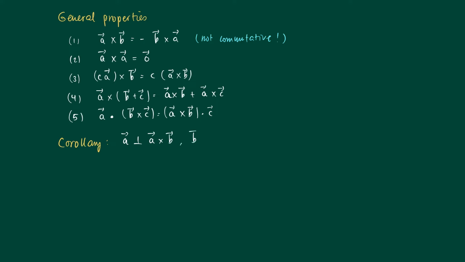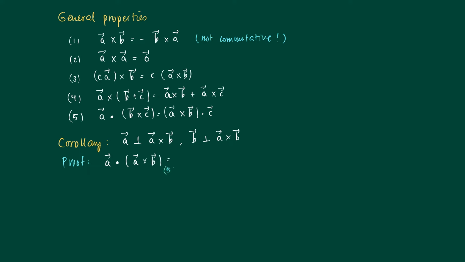Well, the important thing about the cross product is that if we start off with two vectors A and B, then we see that the cross product is perpendicular or orthogonal to the vectors we started off with, A and B. Well, how do we see this?